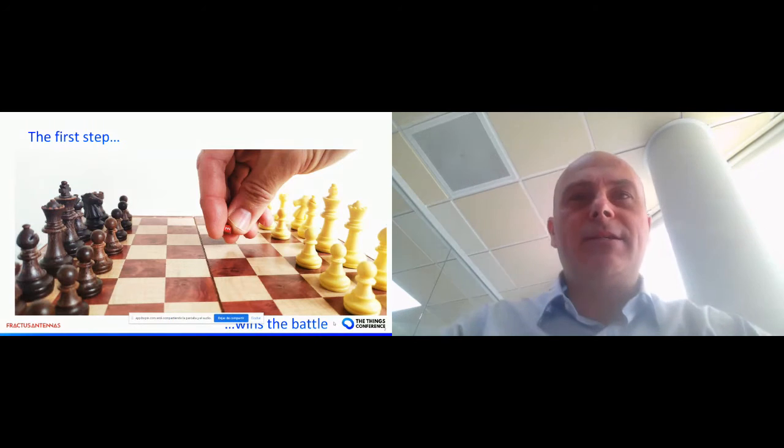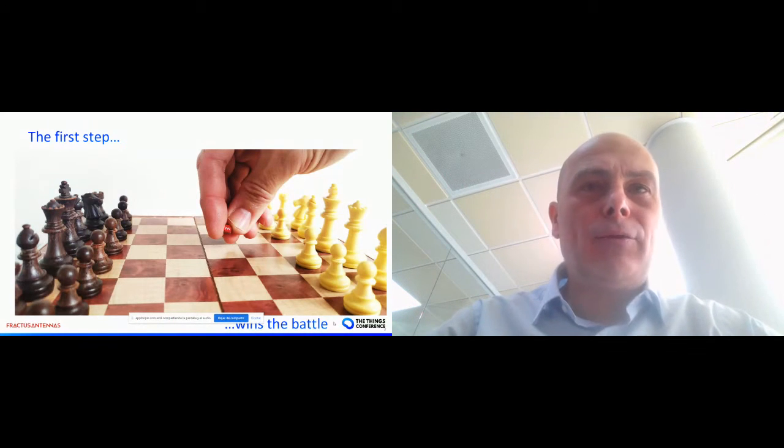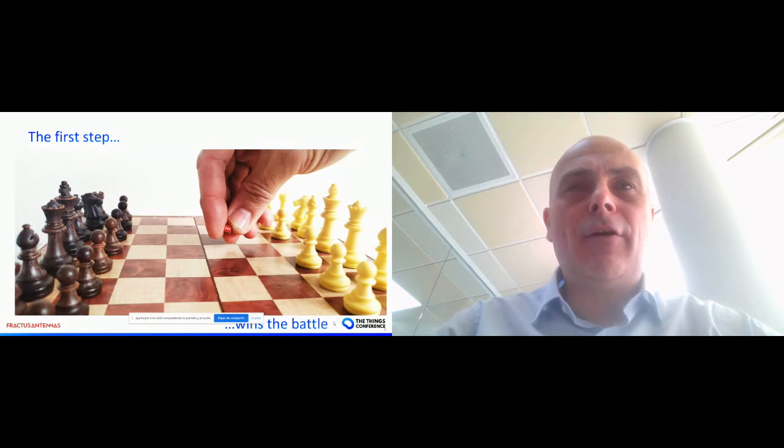Hi, my name is Jaume Anguera. I am co-founder and CTO at Fractus Antennas. I am glad to be here from the nice city of Barcelona.